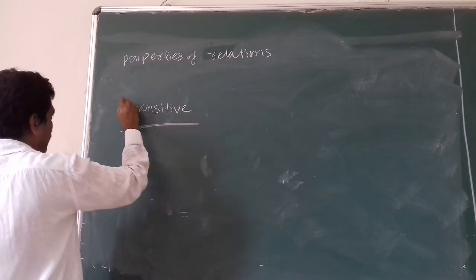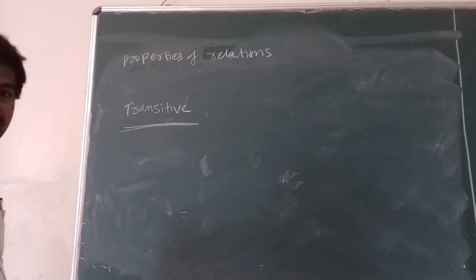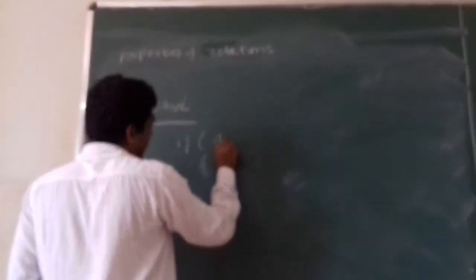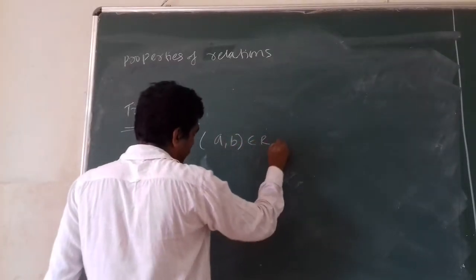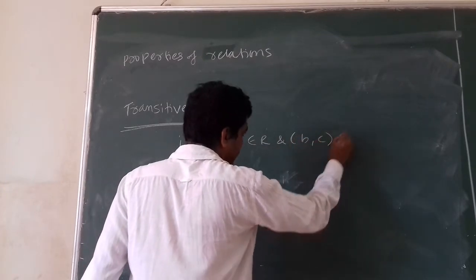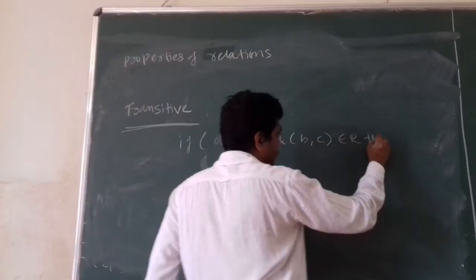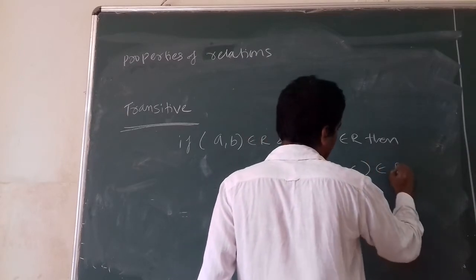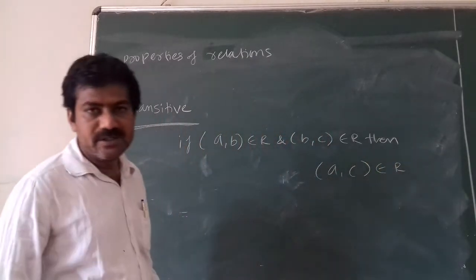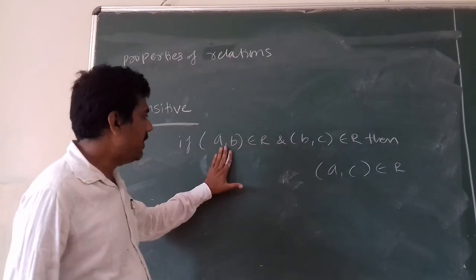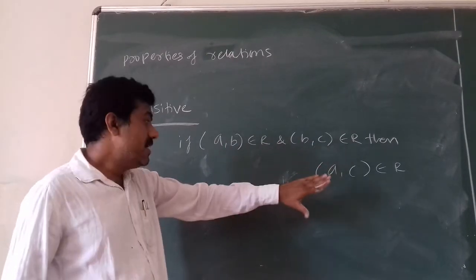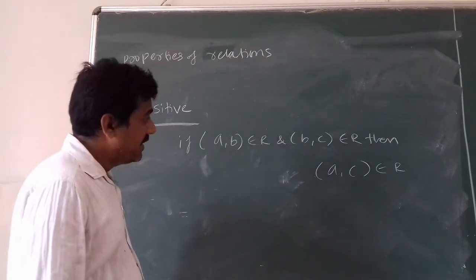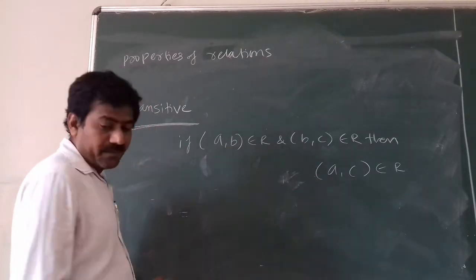Transitive. Third property of the relation. Now, what is a transitive relation? If (A,B) belongs to R and (B,C) belongs to R, then (A,C) belongs to R. If (A,B) and (B,C) are there in R, then (A,C) also belongs to R. So that relation is termed a transitive relation.